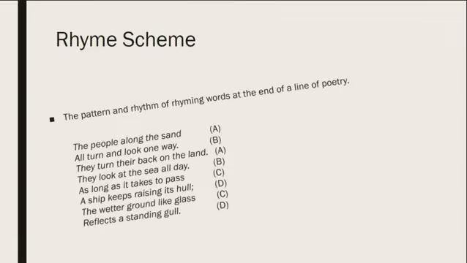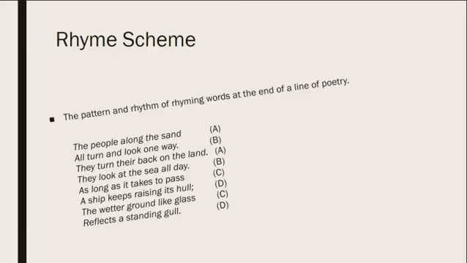So the example here, you can kind of see what we mean. The people along the sand all turn and look one way. They turn their back on the land. They look at the sea all day. As long as it takes to pass, a ship keeps raising its hull. The wetter ground like glass reflects a standing gull.